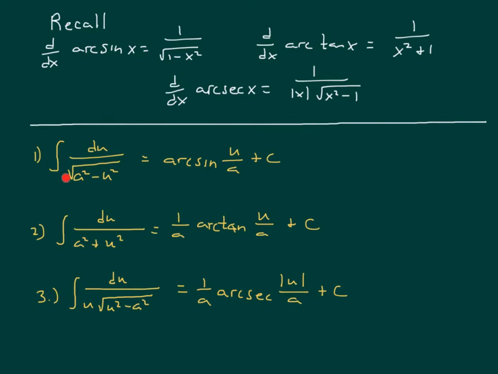The first one, the integral of du over the square root of a squared minus u squared, where a is a real number and u is some function of x, is going to be the arcsine of u over a plus c. Then the integral of du over a squared plus u squared, which looks a lot like that arctan, is going to be 1 over a times the arctan of u over a plus c. And then the integral of du over u times the square root of u squared minus a squared is 1 over a times the arcsecant of the absolute value of u over a plus c.